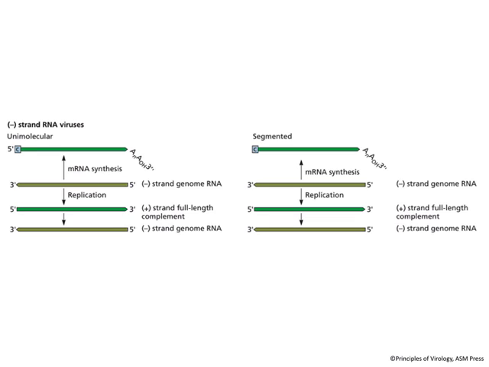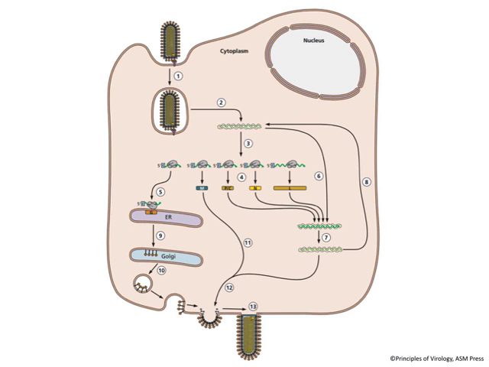You have a minus-strand genome RNA for both. mRNAs are made to get proteins produced in the infected cell in both cases. And then to replicate that genome, you go through a plus-stranded intermediate, just the opposite of what you would get for a plus-stranded RNA virus. So these full-length plus strands exist solely to be templates for the synthesis of more minus strands. So let's see how that works for two different examples.